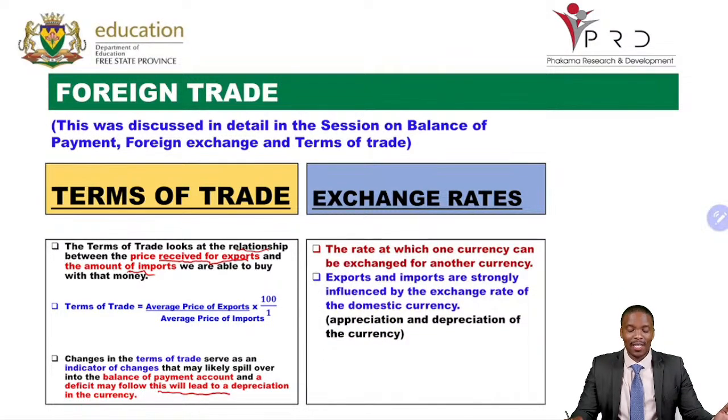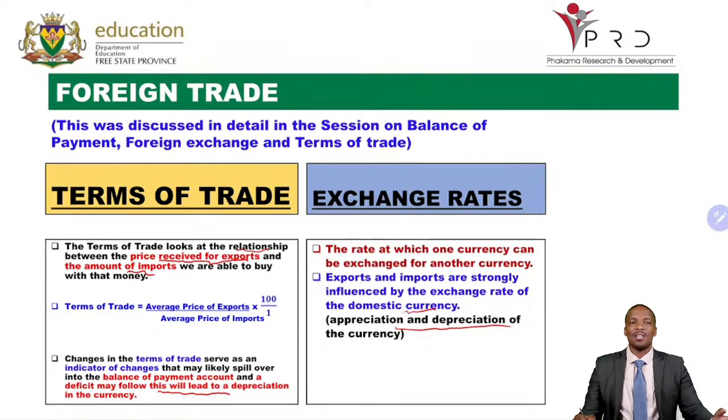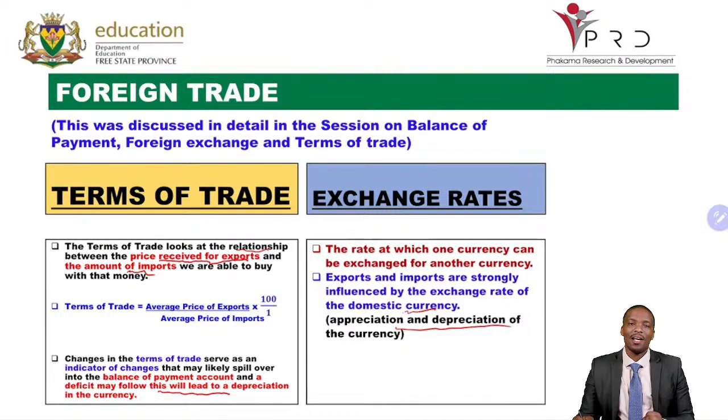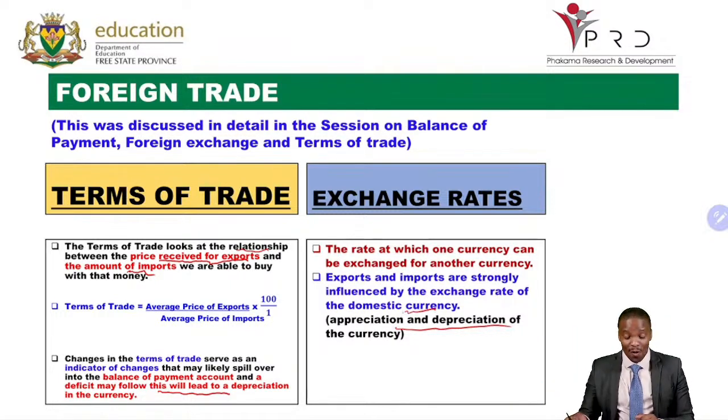Therefore, exports and imports are strongly influenced by the exchange rate of the domestic currency, appreciation and depreciation. In short, if the rand gains value or appreciates, we're likely to buy in other countries because we can afford it. But when the rand depreciates or loses value, we are less interested in other countries and we buy local. But the danger is this one.